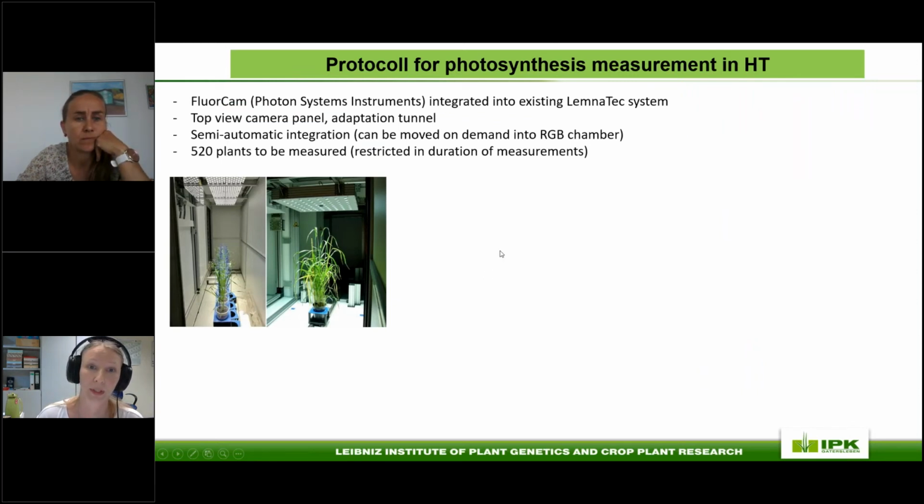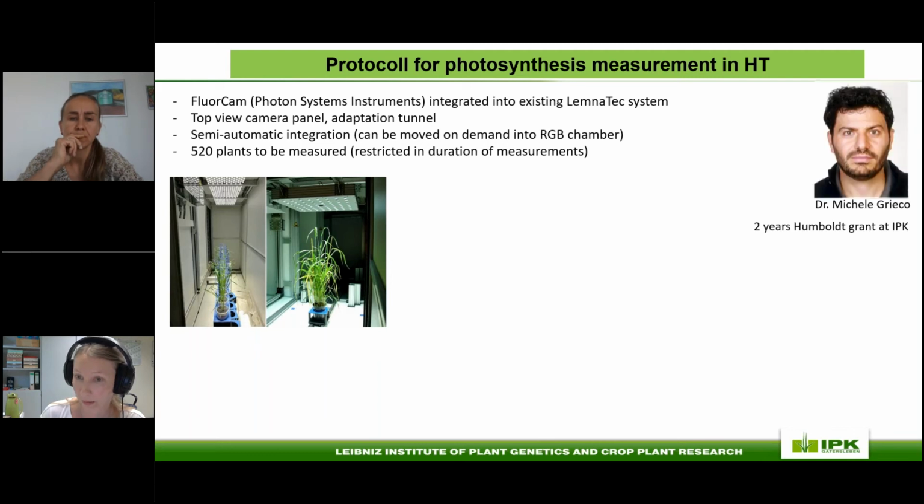And when the wheat experiment started, the DPPN upgrade came, which involved this PSI panel, so the fluorochem. And this is integrated into the existing LemnaTech systems. As said, it has a top view camera panel and the adaptation tunnel. And it's more or less a semi-automatic integration. So you have to move it in on demand, and you do either LemnaTech imaging or you do the photosynthesis measurement. And what was a challenge, of course, is that we want to measure 520 plants during the time course of the experiment. So as Klára said, that requires some kind of fast screening protocol.